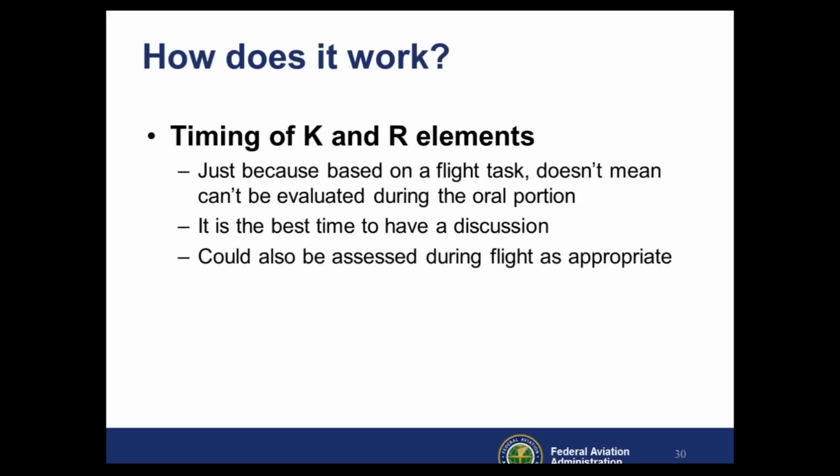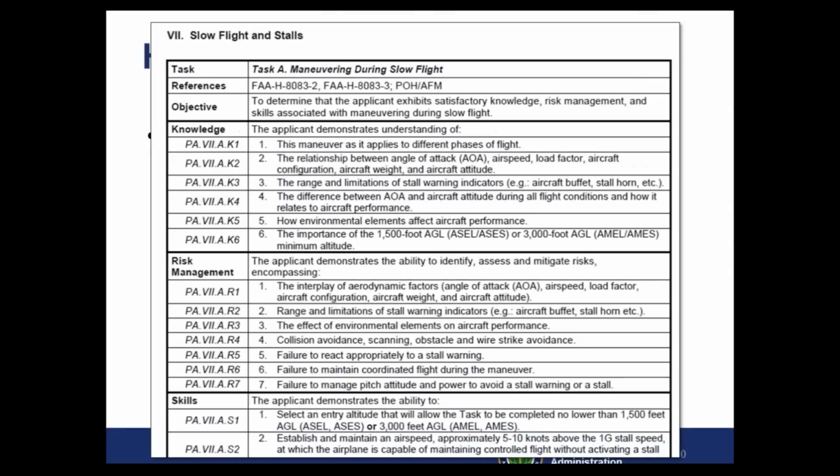Here's an example, slow flight and stalls. So you see that there are K elements and there are R elements. Those could be evaluated during the oral portion of the Checkride, which would just make more sense. But it is fair game to be evaluated in the flight portion if that's appropriate. So I hope that sorts out that frequent question.